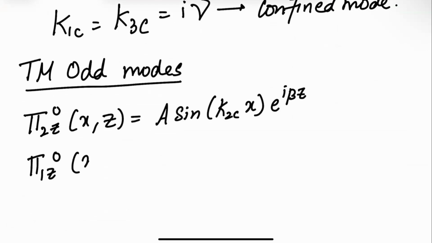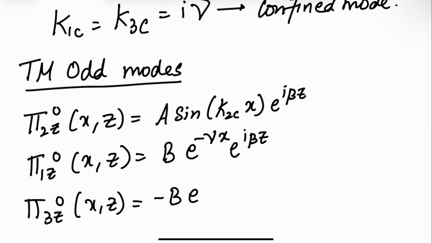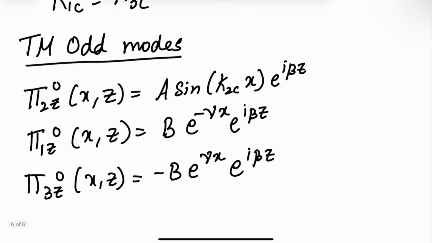In region 1, we want this to be a decaying exponential, which is b e to the minus nu x e to the I beta z. And in region 3, it is minus b e to the nu x e to the plus I beta z. Right, so why do we need that minus sign?